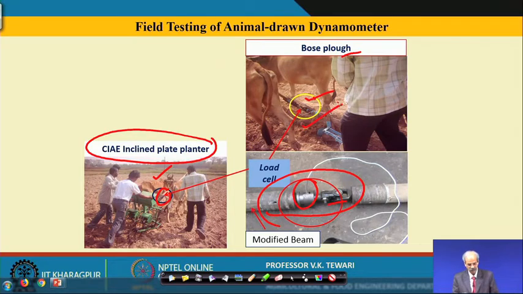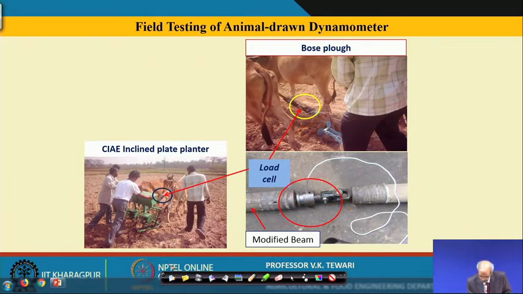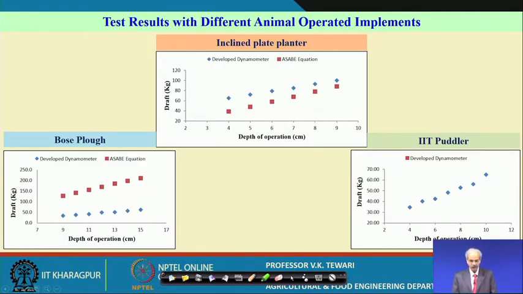With these two in field conditions we have measured, and we have seen that yes, it is in a position to measure the values of the tensile loads coming onto the equipment, which are in fact being taken by the animal. We wanted to compare different animal operated equipment, and here is the data, from which you will appreciate that it is possible, and we have compared the values.